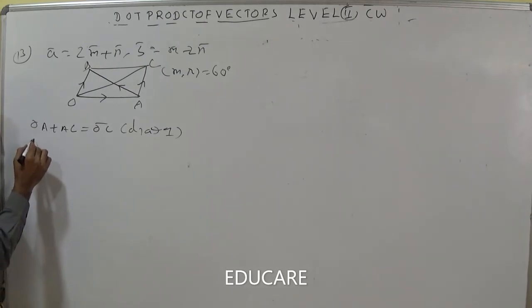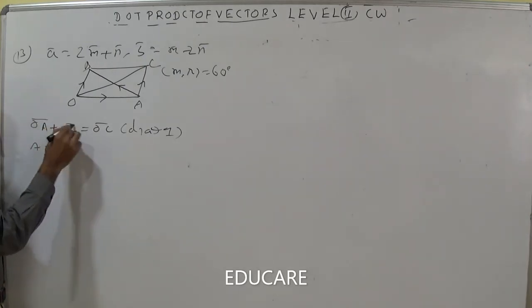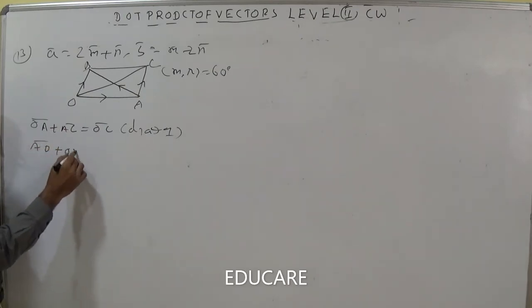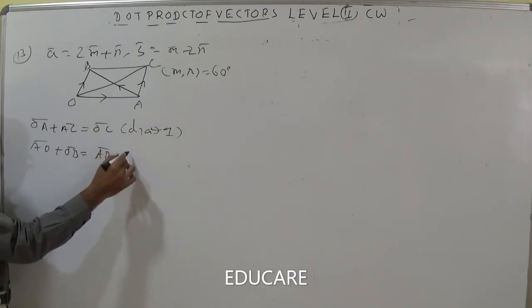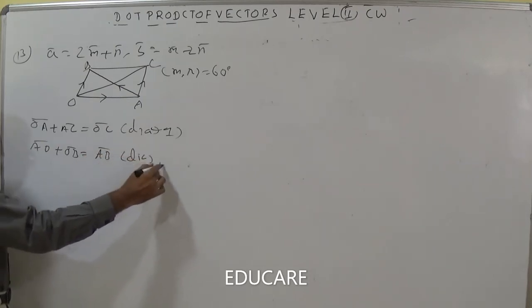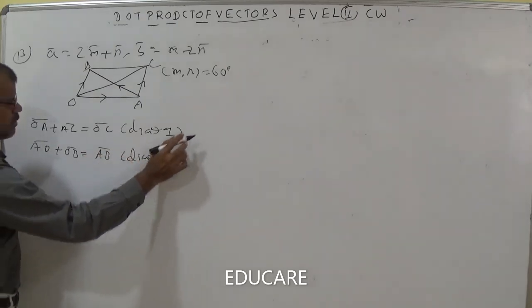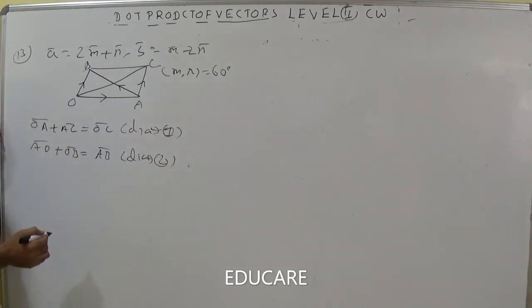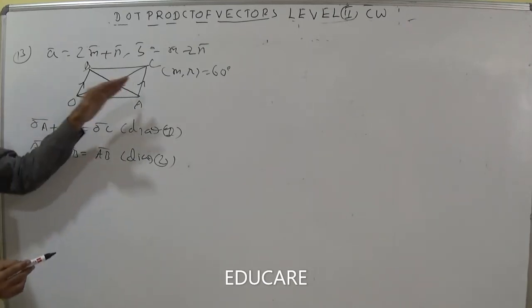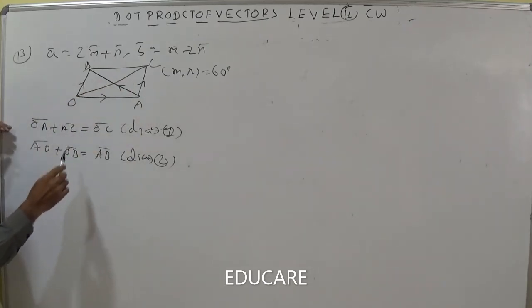Next, using AO in the reversed direction, AO plus OB is equal to the AB diagonal. This is diagonal 2. Diagonal 1 and diagonal 2 I have written, so the two diagonal lengths you should calculate. Now OA is equal to 2m + n and OB is equal to m − 2n, as given.